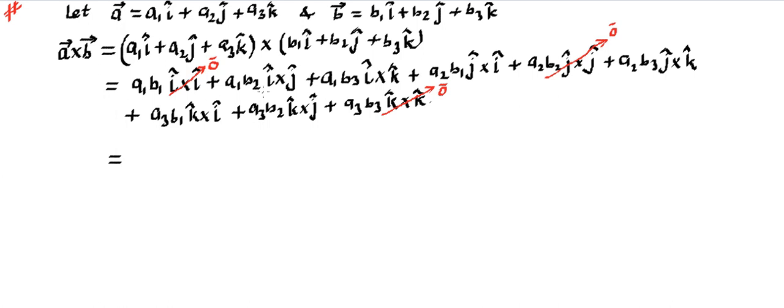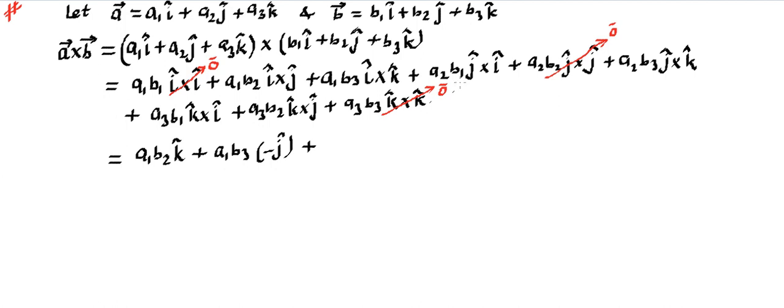Now if we talk about the first non-zero term, which is a1 b2, it's going to be written as a1 b2, and this is i cross j. Now as per the rule that we have just talked about, i cross j gives us the next direction, which is k cap, so this will become k cap. That's this term. Similarly, we will be writing further, and it's going to be a1 b3, and this is i cap cross k cap. The value of i cap cross k cap is going to be minus j cap.